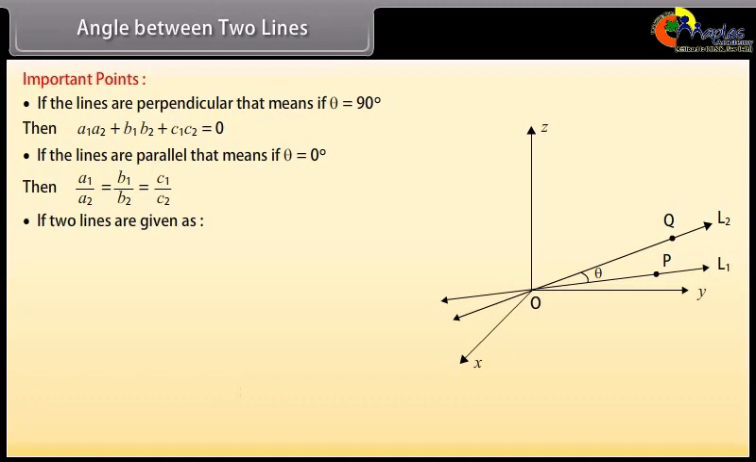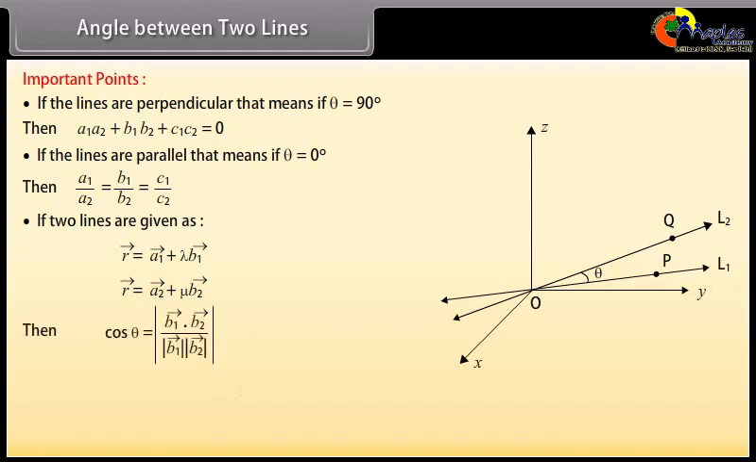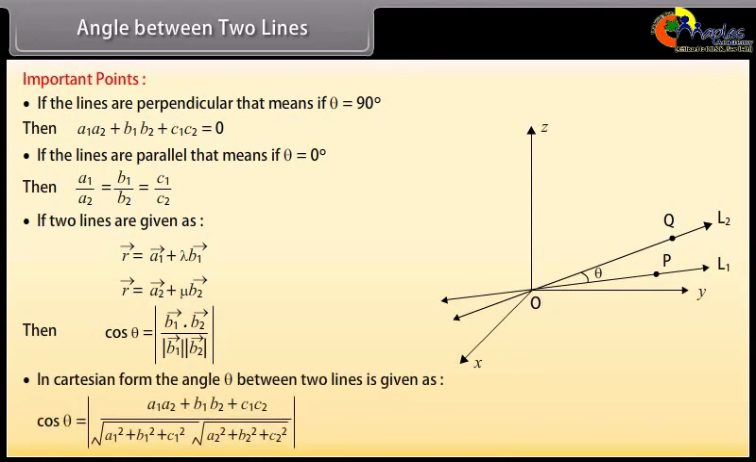If two lines are given as vector r equals vector a1 plus lambda vector b1, and vector r equals vector a2 plus mu vector b2, then cos theta equals modulus of vector b1 dot vector b2 by modulus of vector b1 into modulus of vector b2. In Cartesian form, the angle theta between two lines is given as cos theta equals modulus of (A1 A2 plus B1 B2 plus C1 C2) divided by square root of (A1 square plus B1 square plus C1 square) into square root of (A2 square plus B2 square plus C2 square).